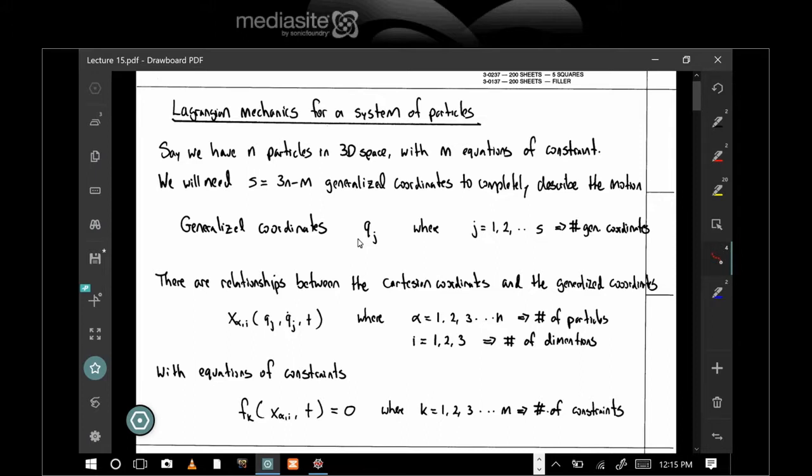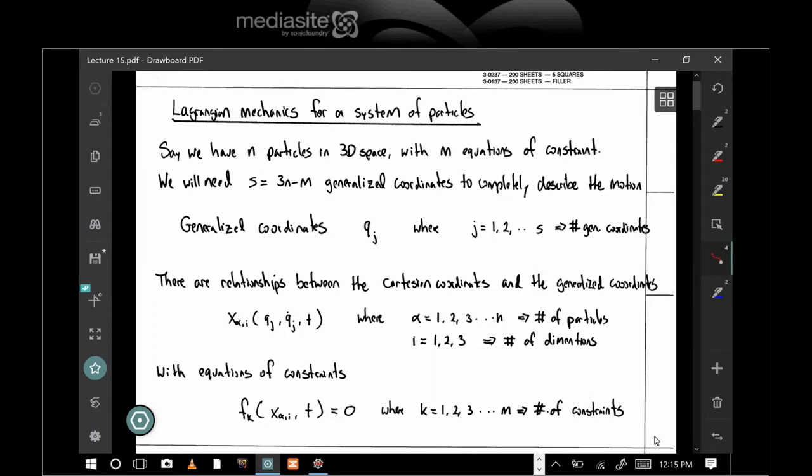And then finally, I have equations of constraint. In general, those equations of constraint can be written as f sub k, some function of the Cartesian coordinates and possibly time, equals 0, where k is an index from 1, 2, all the way to m. So that's my system in general. It seems complicated, but it's really good to know this because Lagrangian mechanics is very method-based. If you just follow the procedure, you can solve these problems pretty easily.